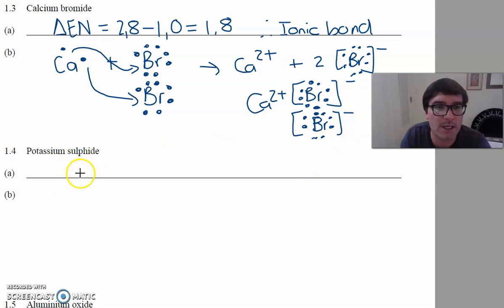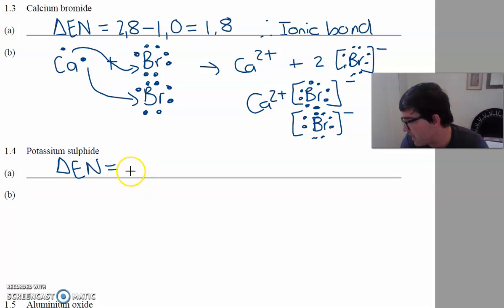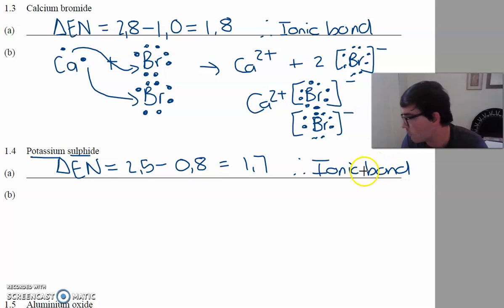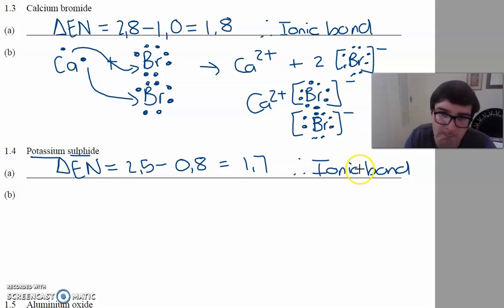Our next example is potassium sulfide. So the electronegativity difference now is 2.5 minus 0.8, which gives a difference of 1.7. But guys, it's still a metal and a non-metal. So therefore it is ionic. Okay, so remember those rules are just a rule of thumb. It's not set in stone.